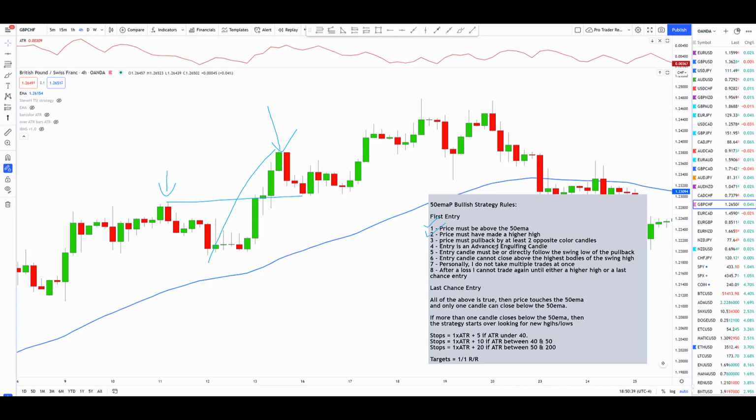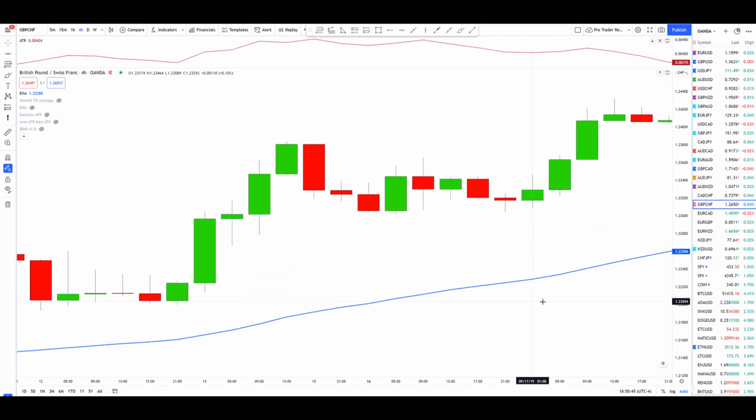Price then must pull back by at least 2 opposite colored candles from that swing high. Let me zoom in to make this extremely simple. So from our swing high, which is this green candle here, we need to see at least 2 red candles pulling back. These 2 candles do not have to be in a row. They can be separated by green candles. It can be more than 2 green candles.